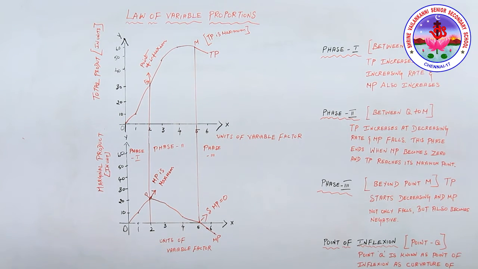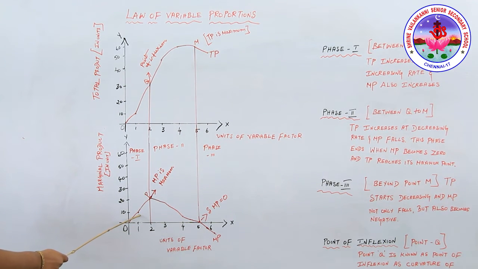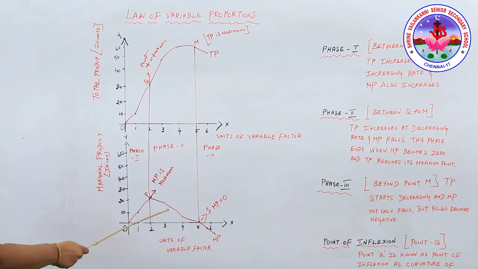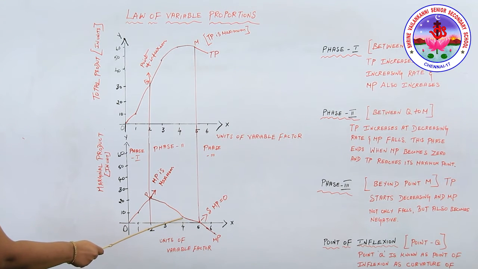Now coming back to marginal product, the MP curve. Just look, when there is one labor, what is the marginal product here? 10, isn't it? When it's 2, I have marked 20. For 3, I have marked 15. And for 4, I have marked 7. Okay, and for 5, it's 0. Then after that, it becomes negative.